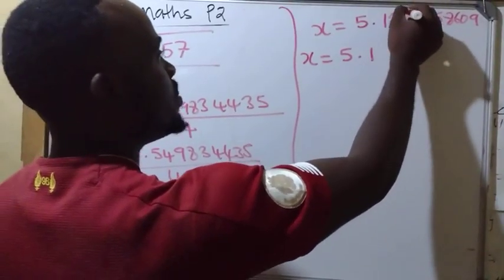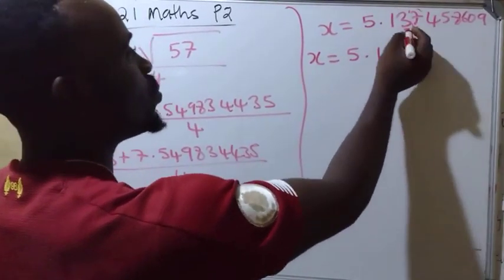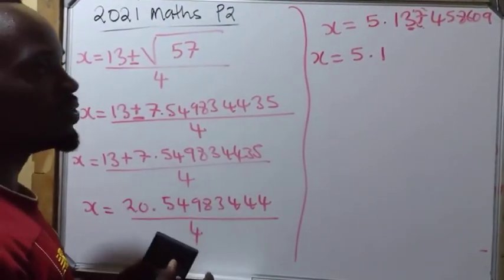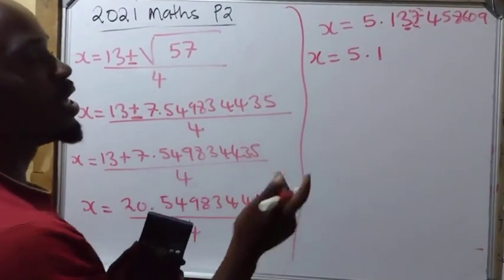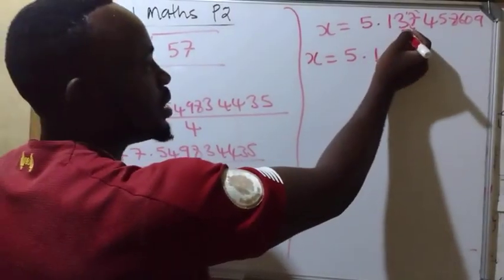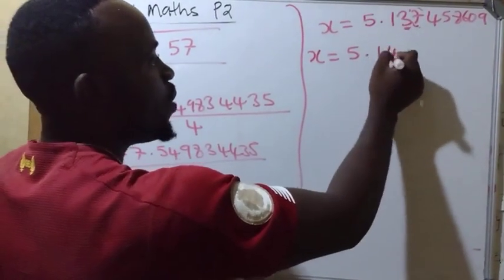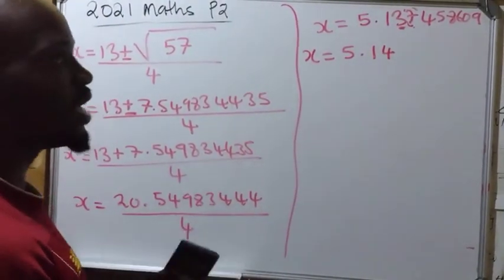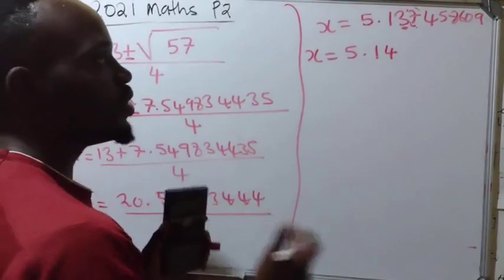So this number 7 is going to be used to round off this 3. If a number is equal to 5 or above 5, it can round off the preceding number. In this case, the preceding number is 3, so it's going to be 4. If a number is less than 5, it can't round off the preceding value.